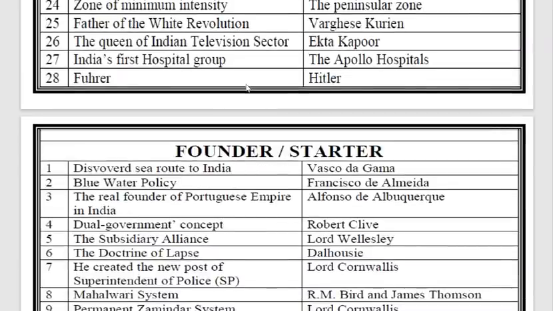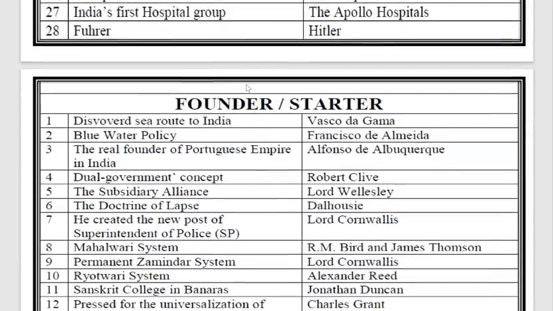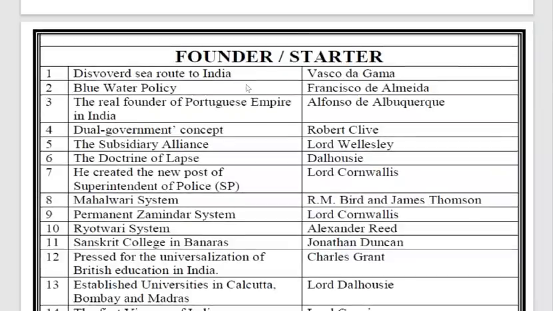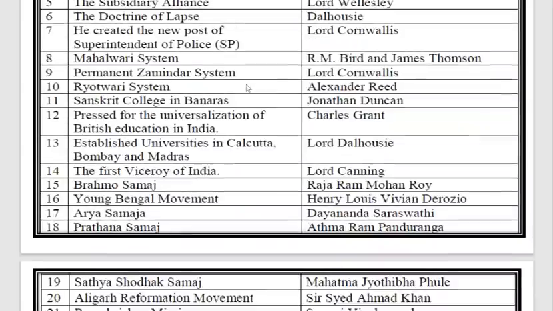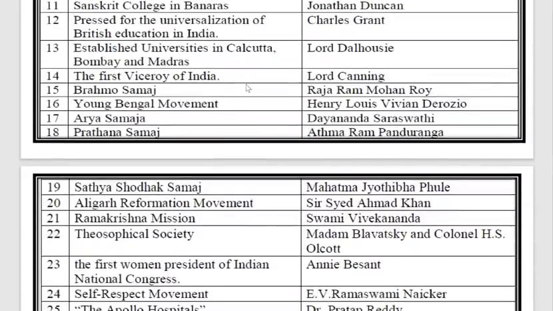Next, founder or starter. Who founded or who started? We have given the complete list of all the founders.